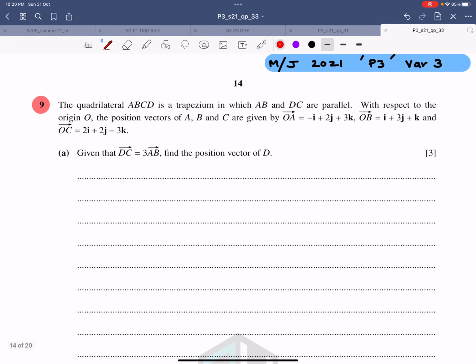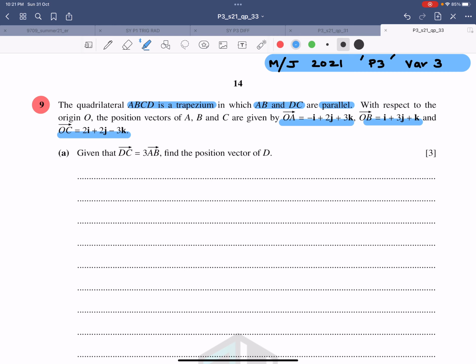Now let's look at question number 9. Question number 9 says the quadrilateral ABCD is a trapezium. That means it has one pair of parallel sides, and soon it's going to tell which side that is. ABCD is a trapezium in which AB and DC are parallel. You don't have to draw any diagram, and you cannot, because it's 3D coordinates. It's 3D vectors. So you can just draw a rough 2D sketch, but as such, you might need it at the very end. With respect to origin O, the position vectors are given by such and such.